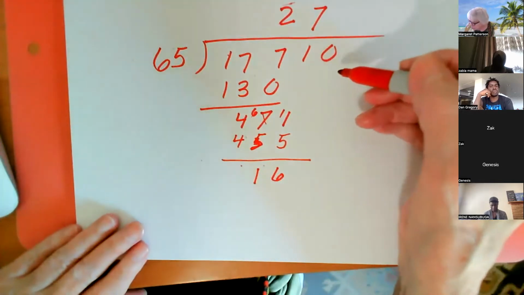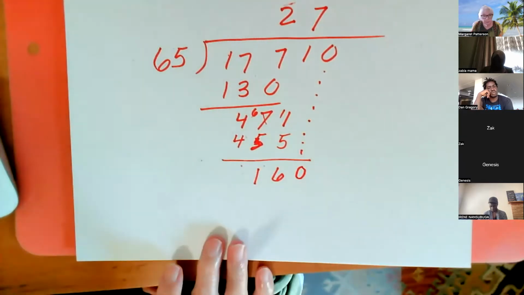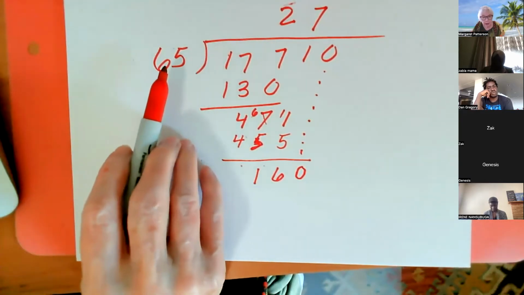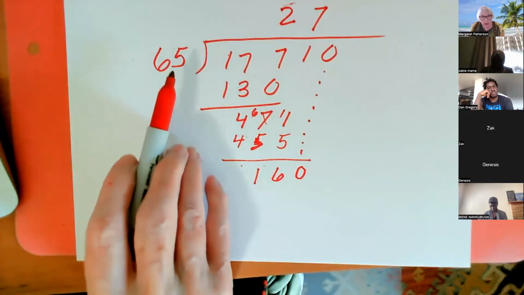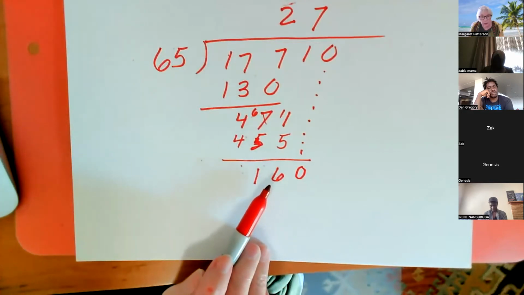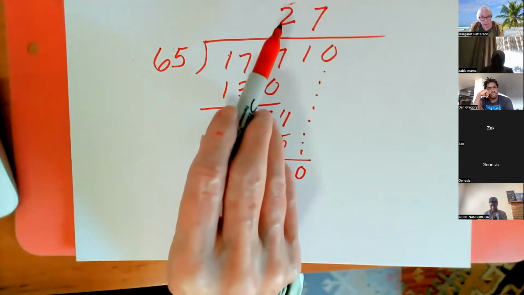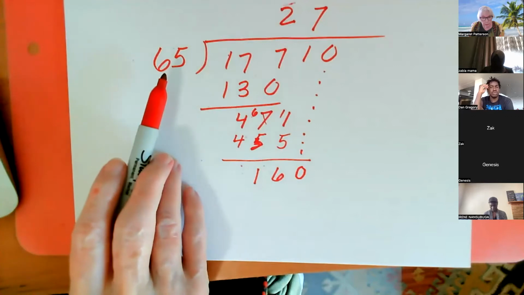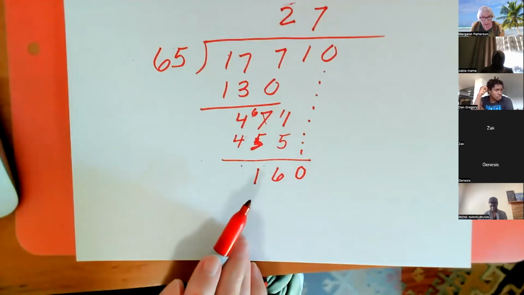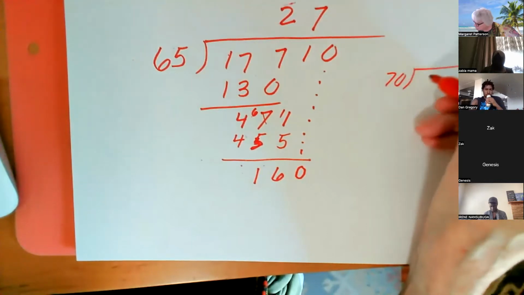Now, we'll try to bring down the correct number. So finally, it's 65 into 160. And so I don't know if you can see that 2 would have been the right choice. It's 7 into 16. Okay. So it works.